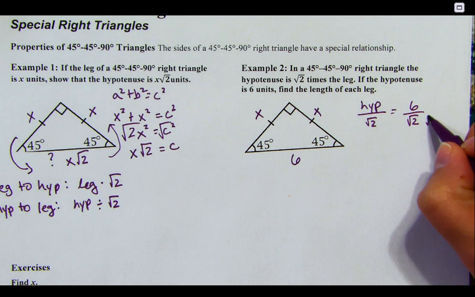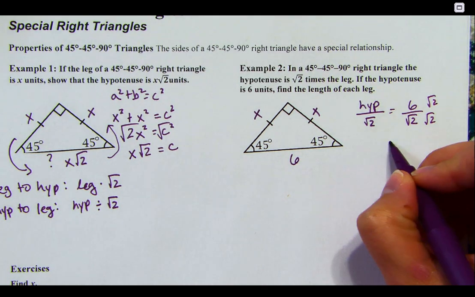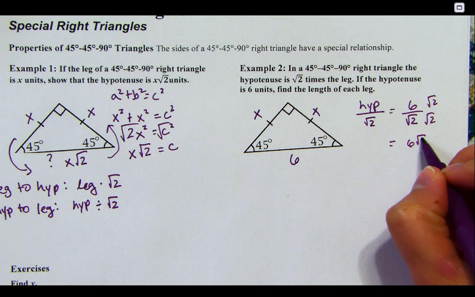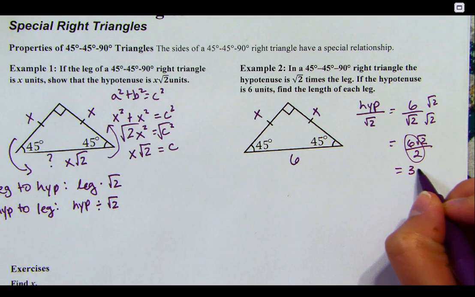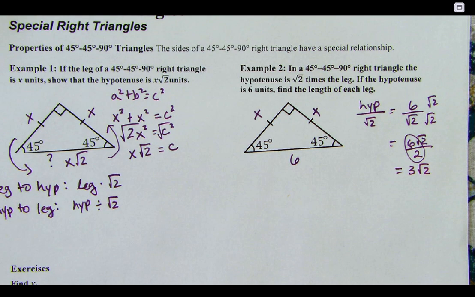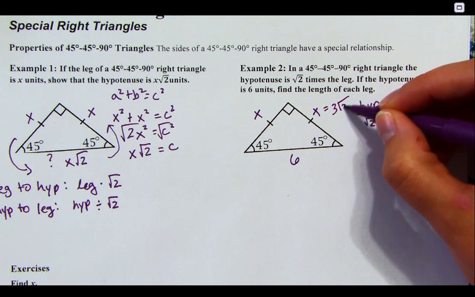To rationalize, we're just multiplying by the square root of 2 on the top and bottom. Then this will become 6 square root of 2 over 2, and I can simplify this part of the fraction to get 3. We would still have that square root of 2 left. So each side is going to be 3 square root of 2.